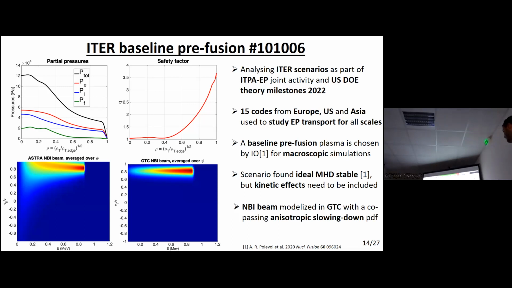And so we have tried to reproduce such a distribution in GTC by using a co-passing anisotropic slowing down PDF, as you can see here, preserving the local phase space gradient. But the issue with ITER is that it's not yet up and running. And before we can do any kind of realistic prediction, we first need to be able to validate our code against an existing discharge.